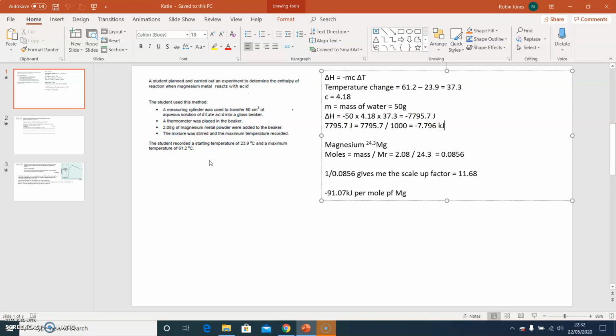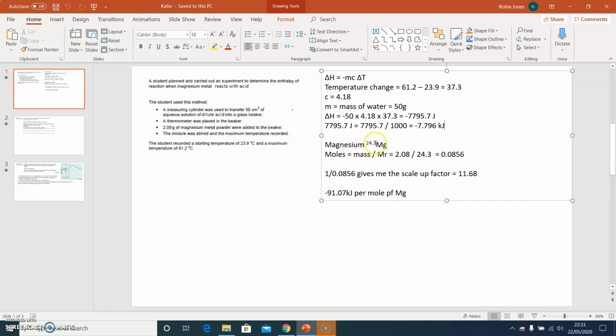So it's a fair test to work out how much heat would be given out if I had a mole of magnesium. Not 2.08 grams, but a mole. So let's work out how many moles 2.08 grams is. If it's 1 mole, I've done it, I've got it. If it's less than a mole, I'm going to have to scale up. If it's more than a mole, scale down. Let's work out what 2.08 grams of magnesium is.